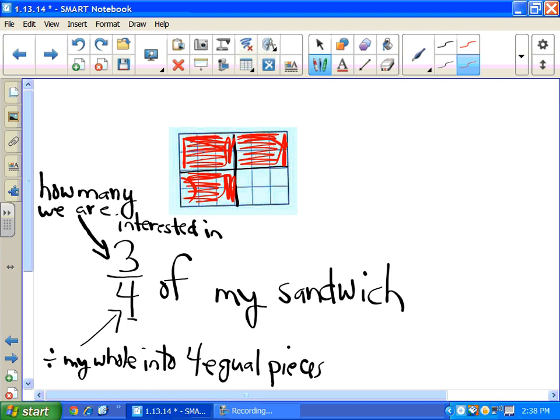All right. So as a quick recap for today: halves, fourths, and eighths. Make sure that you go back and understand the denominator and numerator and what each of those means.